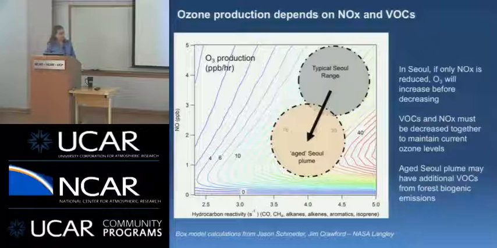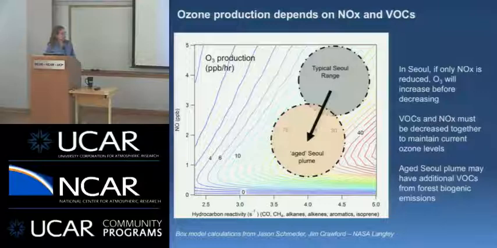And the composition, the measurements in what's considered an aged Seoul plume outside the city are down here. So you can see that these isopleths of ozone production go this way, and that the aged Seoul plume probably has faster ozone production than even in the city, perhaps due to the increase of biogenic emissions. So if the Koreans were to only reduce their NOx emissions without changing VOC, they would be increasing ozone production rates until they get to very low NOx levels.